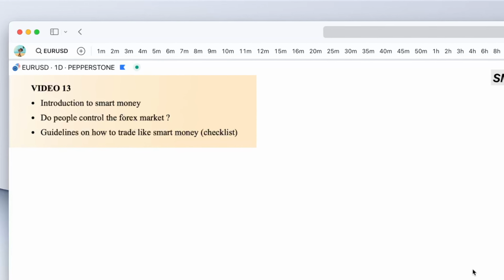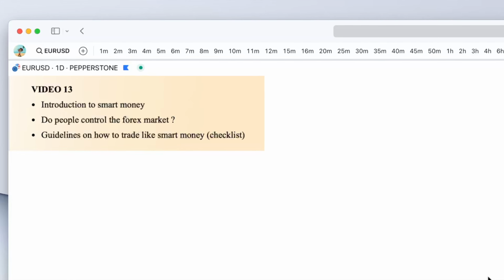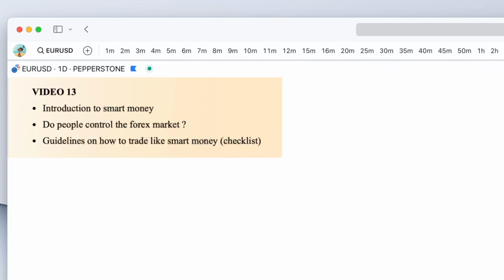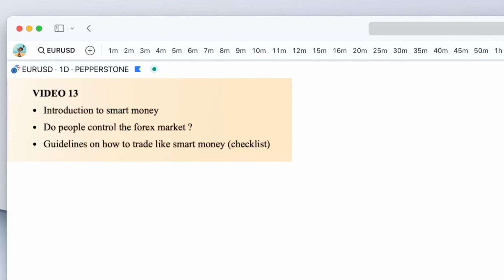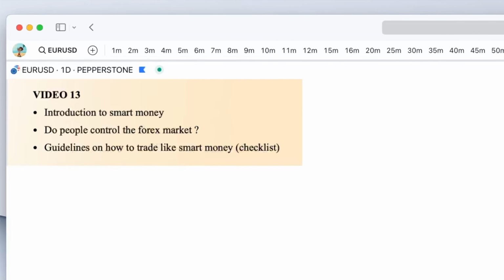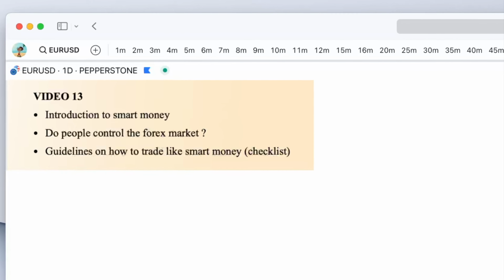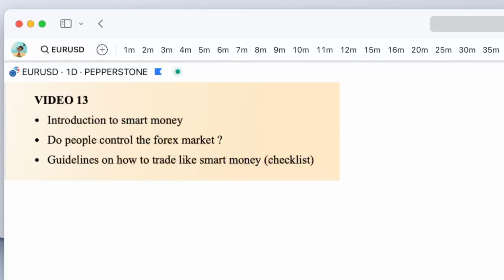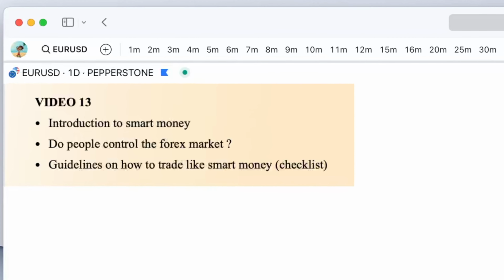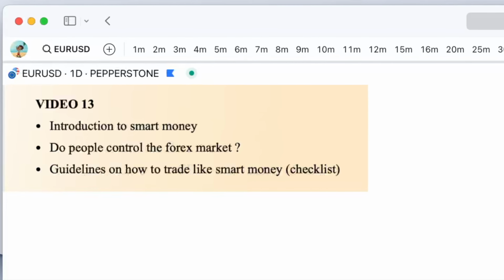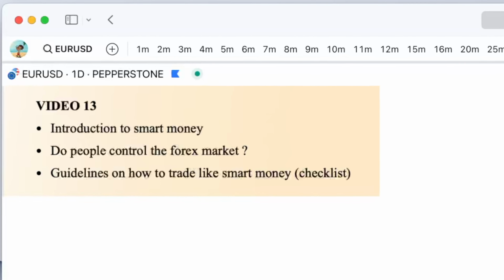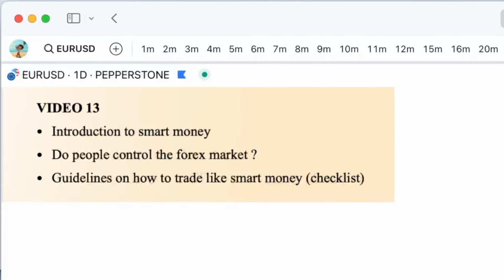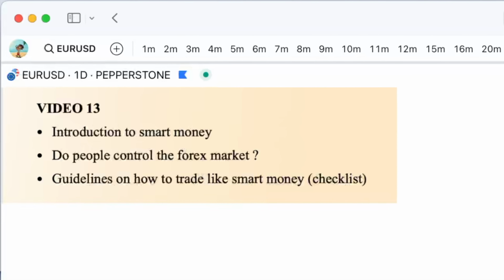I'm going to be introducing you to what smart money is, who they are, and everything, and then go down to the people control the Forex market. At the end of me explaining to you and showing you things about smart money on the internet, you should be able to decide if people control the Forex market or not. And then lastly, we're going to be looking at the guidelines on how to trade like smart money. I'm going to be giving you the checklist we use in trading smart money concept.